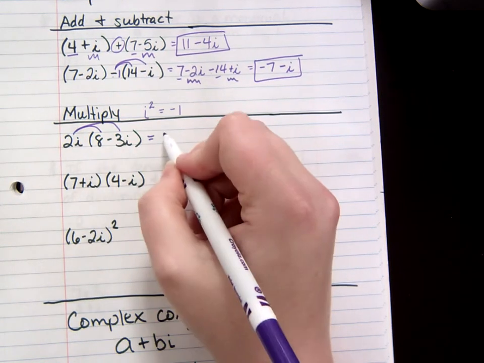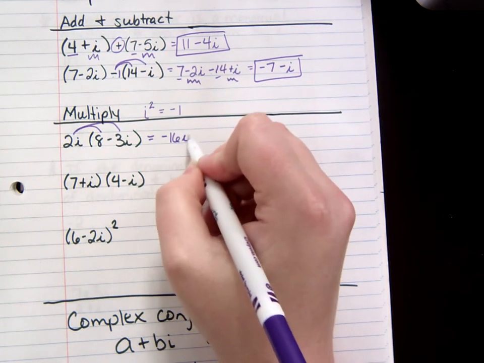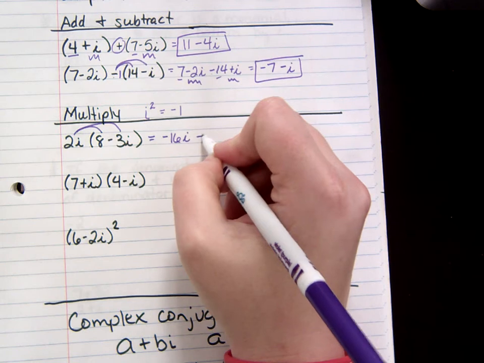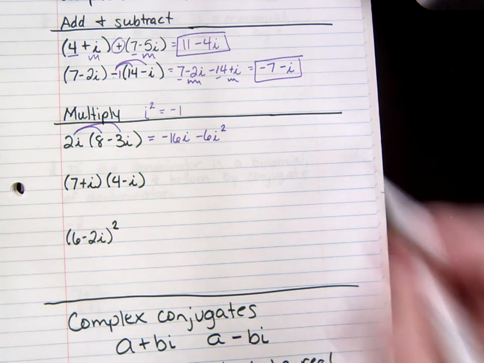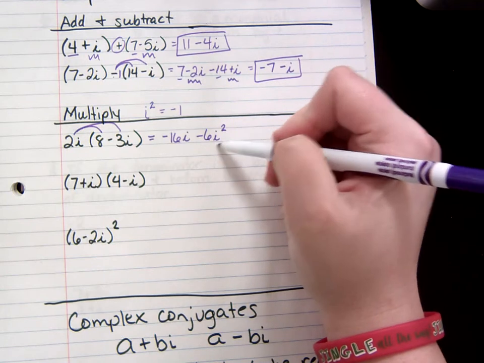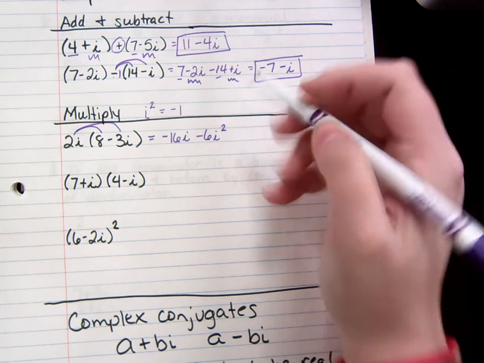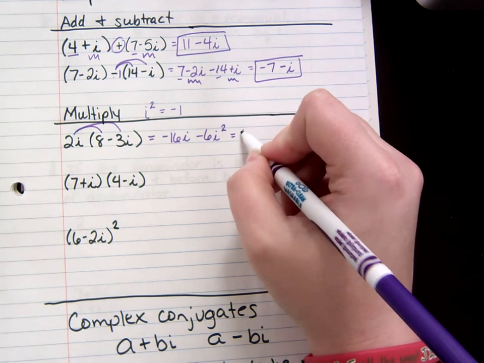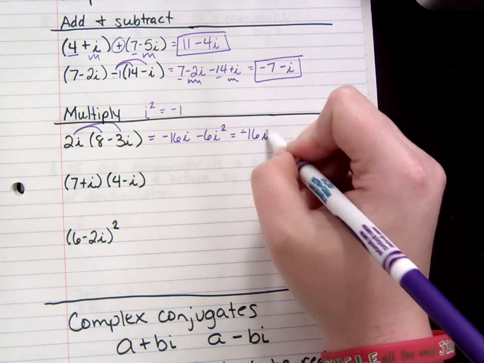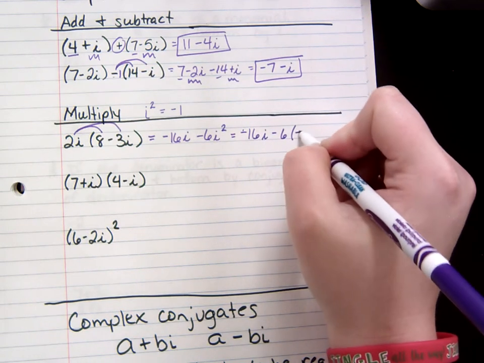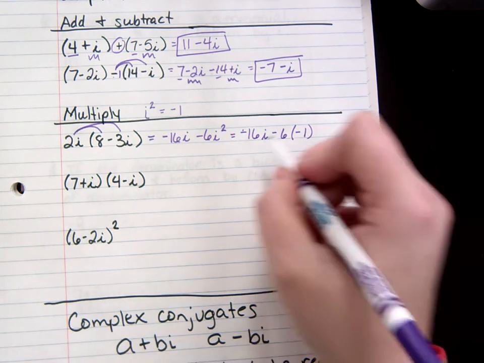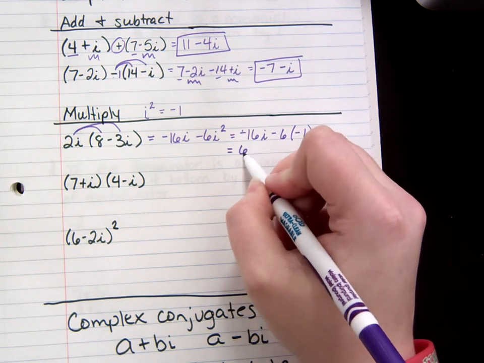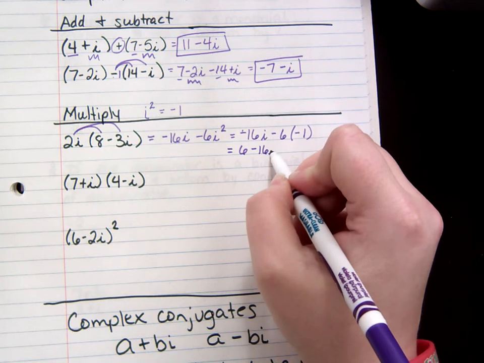So 2i times 8 gives me negative 16i. 2i times negative 3i is negative 6i squared. But I'm not done here, because anytime you have i raised to any exponent, you can simplify. In this case, i squared is equal to negative 1. So that's the same thing as saying it's negative 6 times negative 1, which is positive 6. So my answer is positive 6 minus 16i.